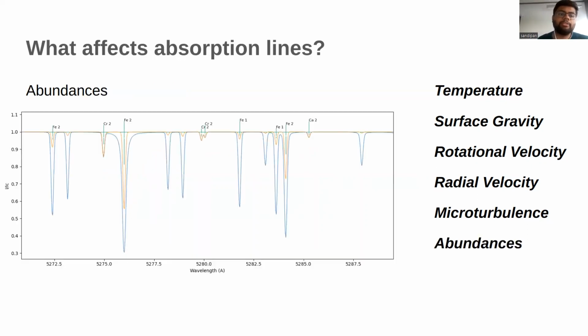Next is the abundance of elements. If you have more elements, then there will be more absorption. If you have less, then it will be less. So if you see the blue lines, specifically the iron lines, then you will see that if I change the iron abundance, then those lines will get much sharper, but the other lines will not get affected here.